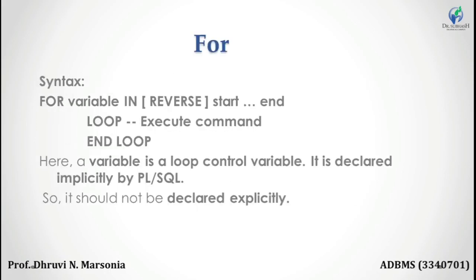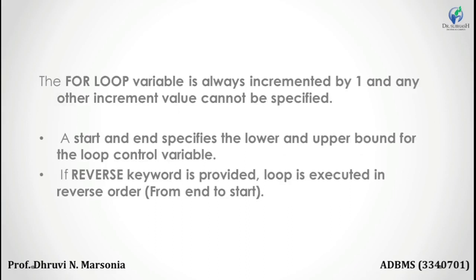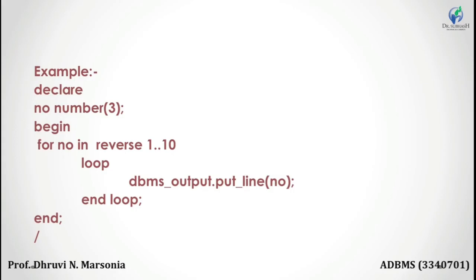In the syntax, there is the reverse keyword available. What do you mean by reverse? If the reverse keyword is provided, the loop is executed in the reverse order. That means from end to start. If I want to print in reverse order from 10 to 1, then I will specify the reverse keyword in my for loop. Clear? Let us see the example.